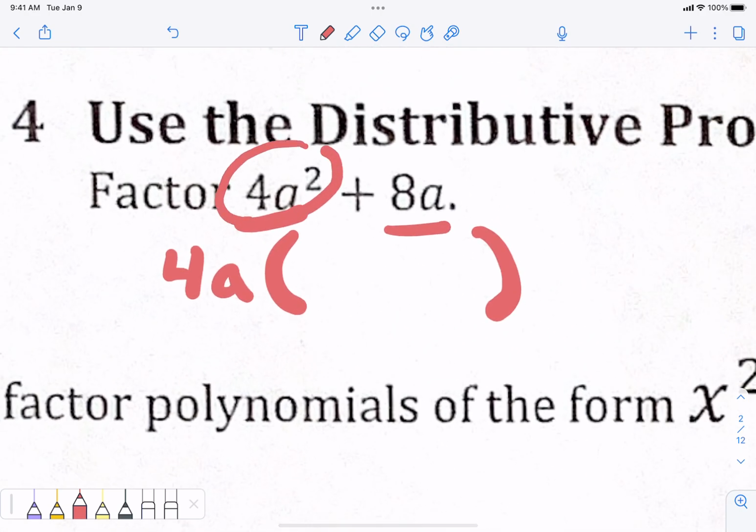If I take 4a out of 4a squared, what's left over? A. Just a, right? Okay, and if I take 4a out of 8a, what's left over? 2. You're dividing, right? Now, if you're confused and you're like, did I do it right or not? You can easily distribute this back through and see if you're right. Okay, so 4a times the a, does that make 4a squared? Yes. 4a times 2, does that make 8a? Yeah, so we did it right. We're done. That's the greatest common factor method. Pretty easy. Not too bad, right?